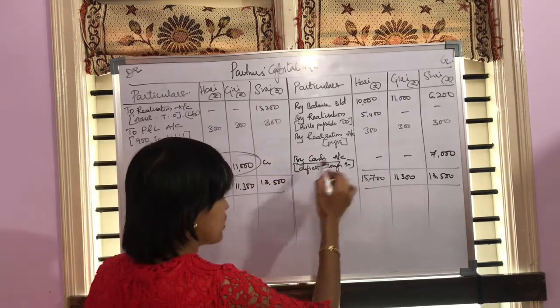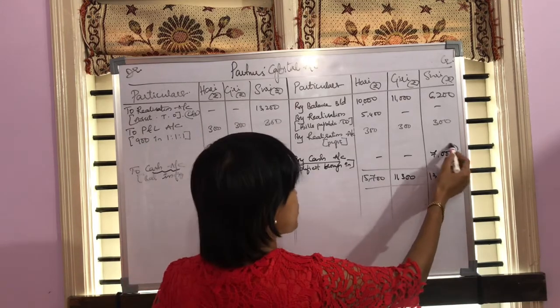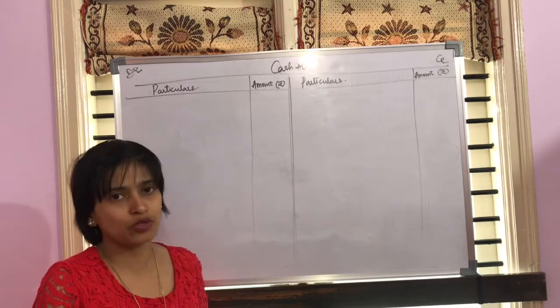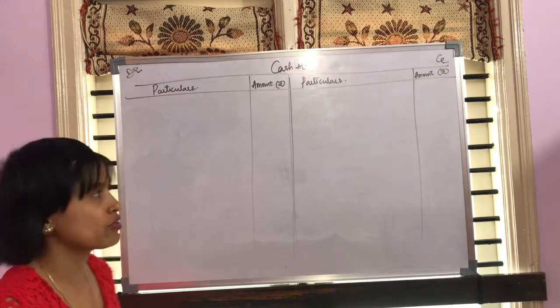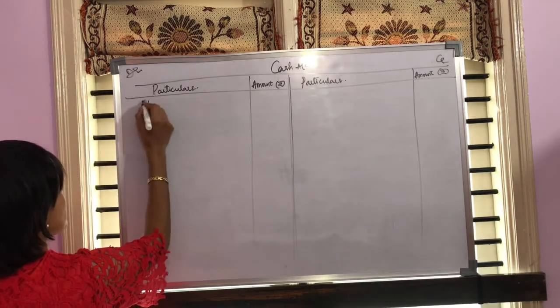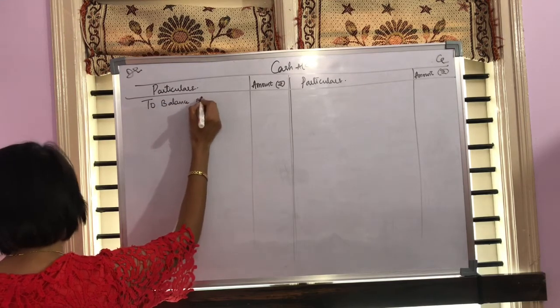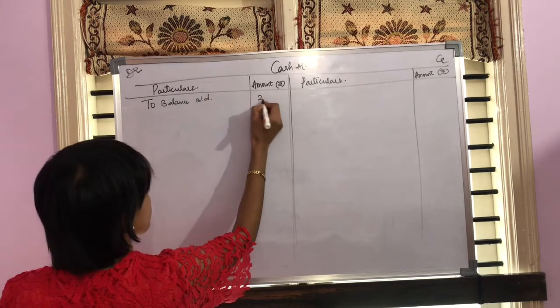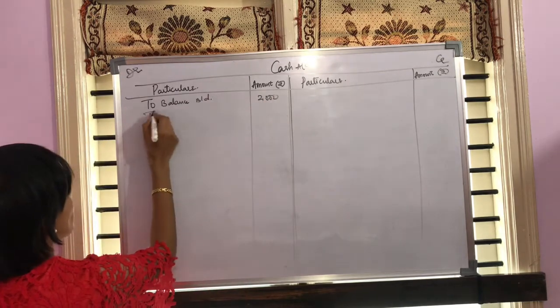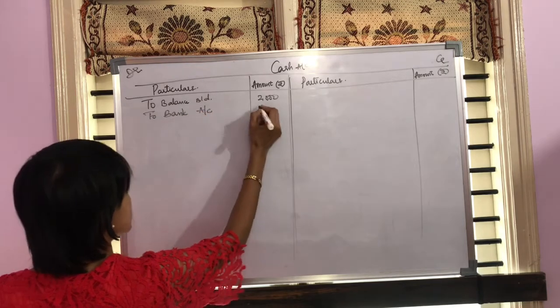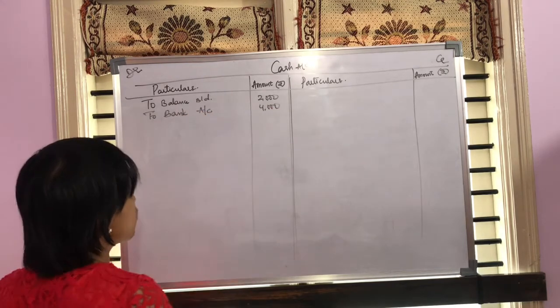Likewise, when you're preparing the cash account, you need to furnish this information on the debit side. We need to bring down the balance of cash which is reflecting in the balance sheet, written as to balance brought down, amount rupees 2,000. We have bank balance, so write it as to bank account, amount rupees 4,000.